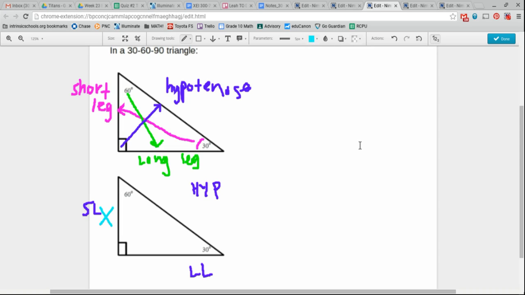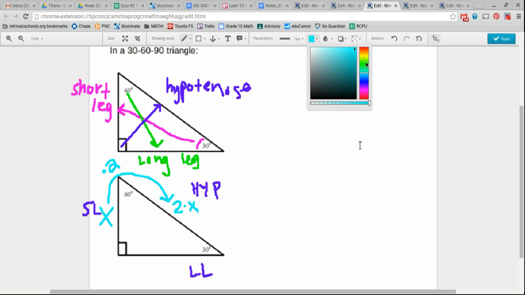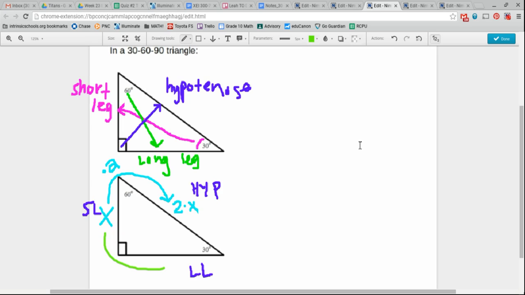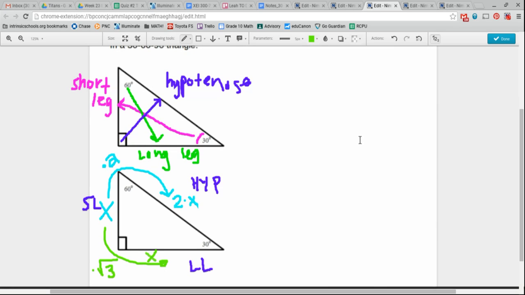Okay, the relationship between the short leg and the hypotenuse is that you would multiply the short leg by 2 to get the value of the hypotenuse. So this would be 2 times x. Okay, the relationship between the short leg and the long leg is that if I take the short leg and multiply by the square root of 3, then the long leg is going to be x times rad 3. Okay, so these are our two relationships.